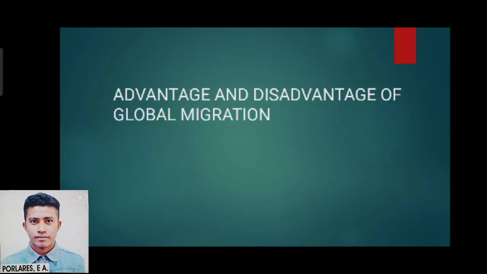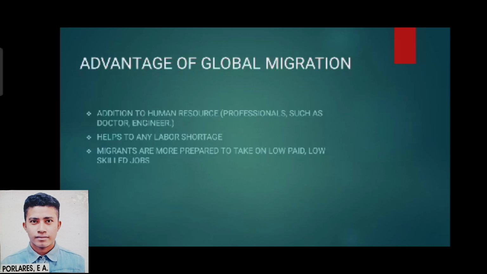First, we will tackle the advantages of global migration. The first one is the addition of human resource professionals such as doctors or engineers. So what is human resource migration? Labor mobility and migration confront human resource managers with a number of unique challenges. Migration is the territorial movement of people, both temporary and permanent. Migration presents opportunities and challenges to managers and policy makers.